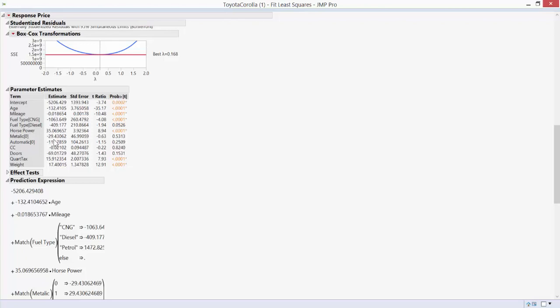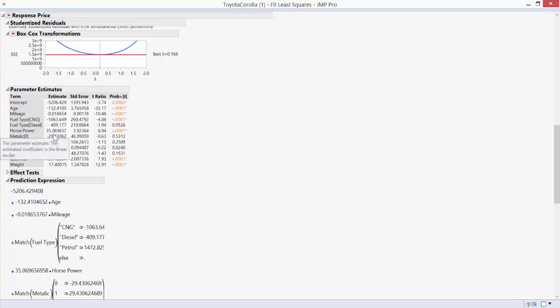So if the car has a metallic color, what impact does that have? Metallic 0. So it says this one goes with metallic 0. I'm guessing it's a non-metallic color, right? So if the car is non-metallic color, then its price is $29 less than average. But what if the car is metallic equal to 1? Then we have to use minus 1 times that number, so it goes up by 29. So cars that are metallic type, they are $29 above the average.